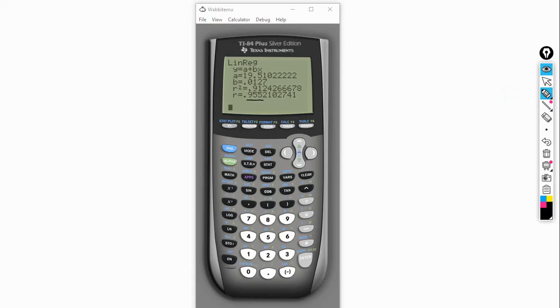0.955. So that means that there's a pretty strong correlation. Now, if we look at R squared over here, which is about 91.2%, what this implies is that 91.2% of the variation in the length of the bar can be explained by the variation in the temperature.